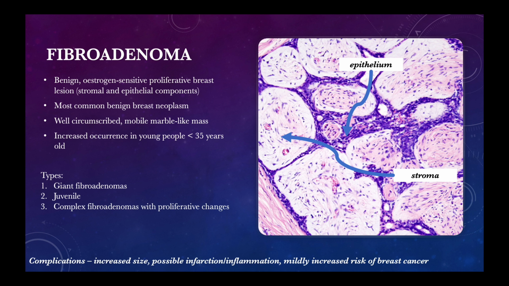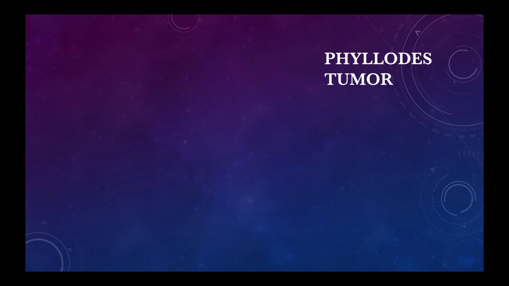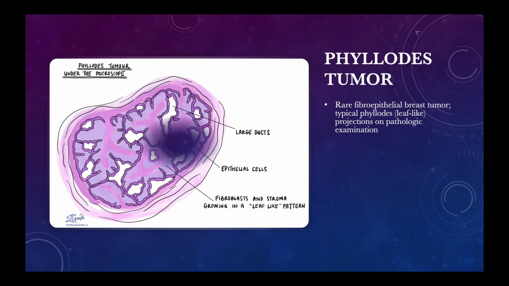So complications can be increase in size, increase risk of infarction, inflammation, and mildly increased risk of breast cancer. Phylloides tumor is a very rare fibroepithelial tumor, where the name comes from the fact that the actual histology of this cancer itself has leaf-like projections. So the stromal part of the tumor, which has fibroblasts and stroma, both, grows in really chunky leaf-like patterns like this. Can you see? And that's why it gets the name phylloides from.